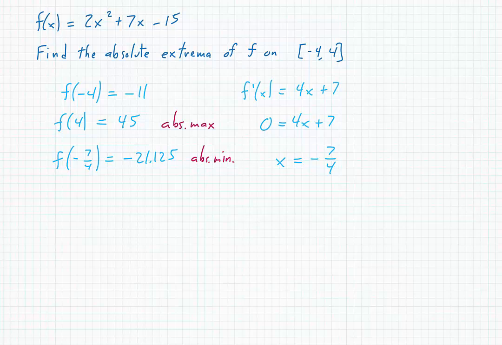And if we do a little bit of tracing on that, you should definitely be able to see that at negative 4 we get a value of negative 11. At negative 7/4 we get a value of negative 21.125, and that is the lowest value on the interval. And at positive 4 we get a value of 45, and that's the highest value on the interval. Please don't be afraid to check these things out on your calculator once you've done this work. Don't look at the calculator first. Look at it afterwards as a check to make sure the work you've done by hand is correct.